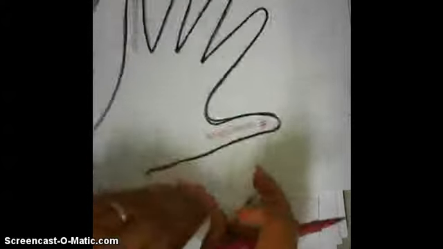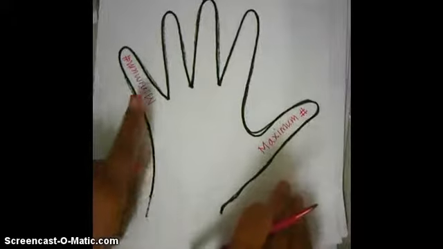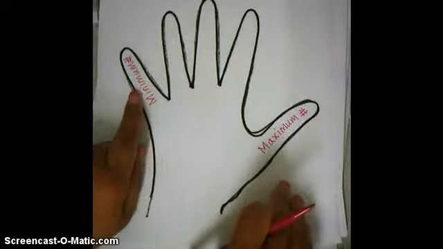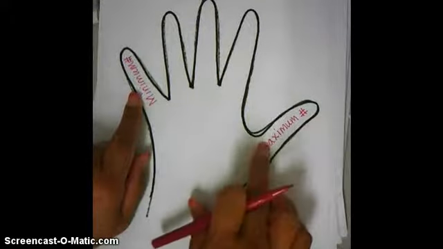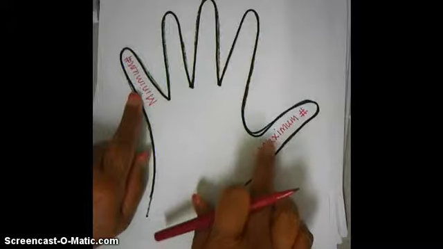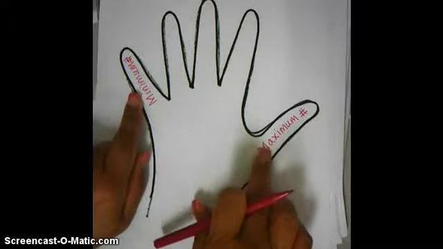Okay, so when you're looking at a box and whisker plot, the first data point is going to be your smallest number or the minimum number. Your farthest data point is going to be the maximum number or your largest number.